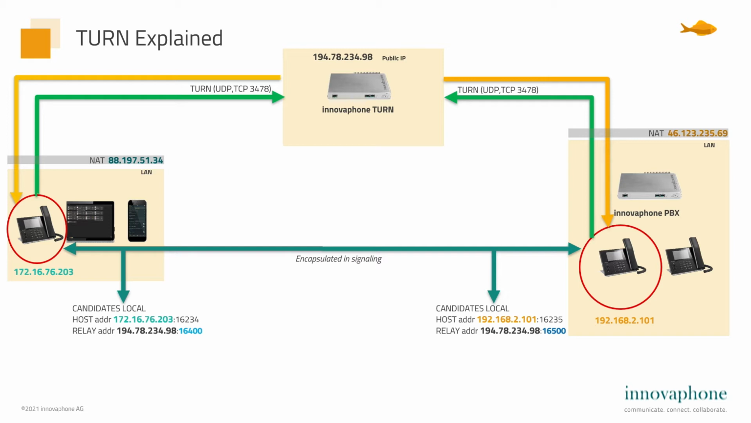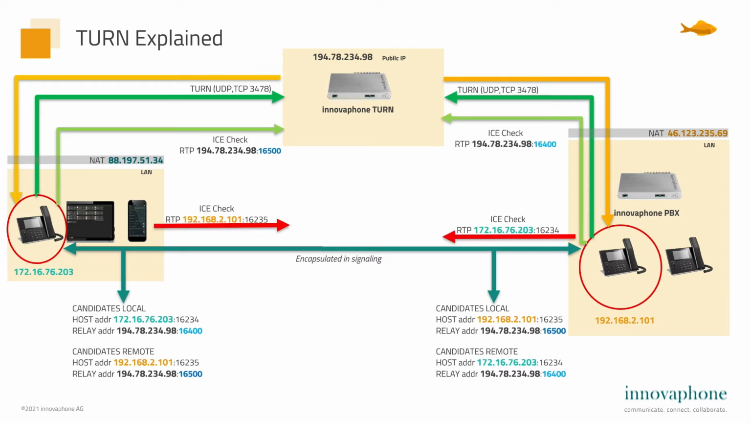In the next step, after the connect, the endpoints will do the ICE checks and identify which IP paths can be used for the RTP audio path in the connection. The endpoint tries to reach all candidate remotes. The endpoint on the left side tries to reach the host address 192.168.2.101 of the endpoint on the right side. This obviously will fail again because of the private IP addresses.